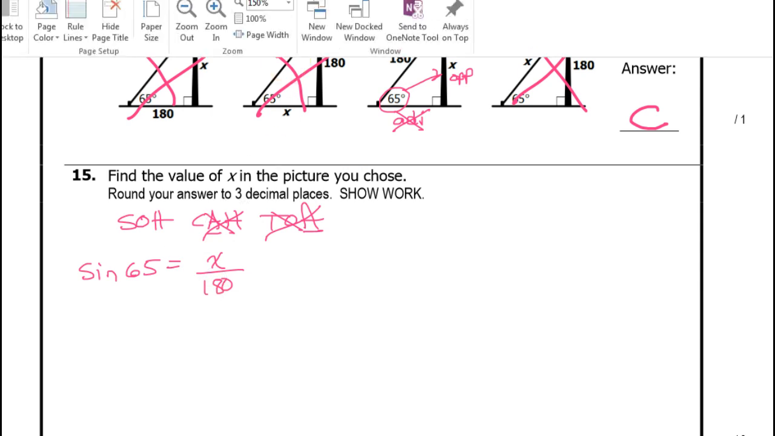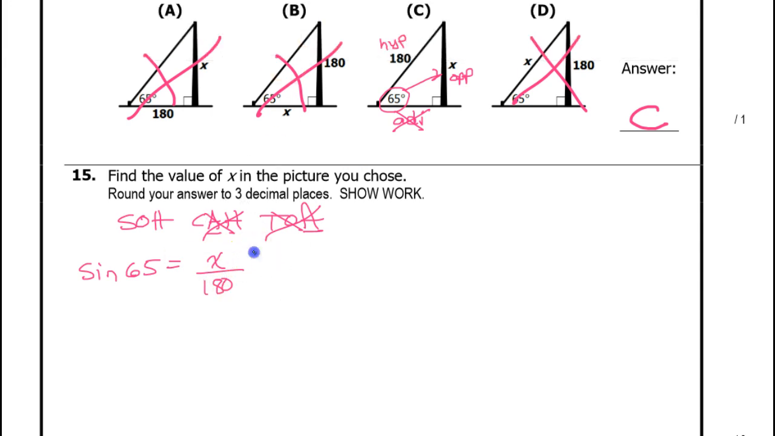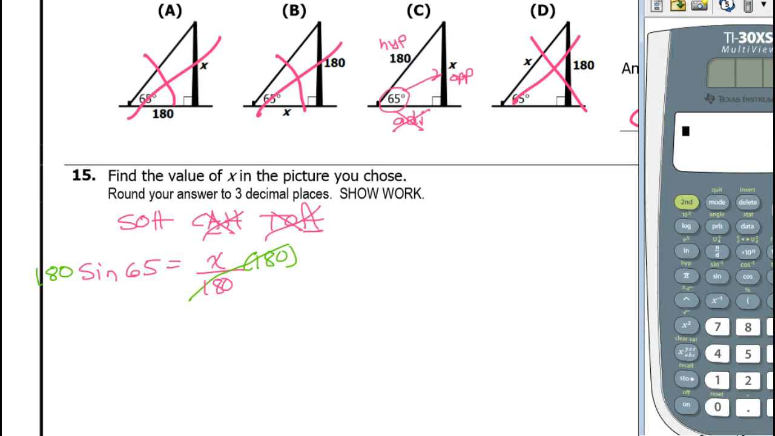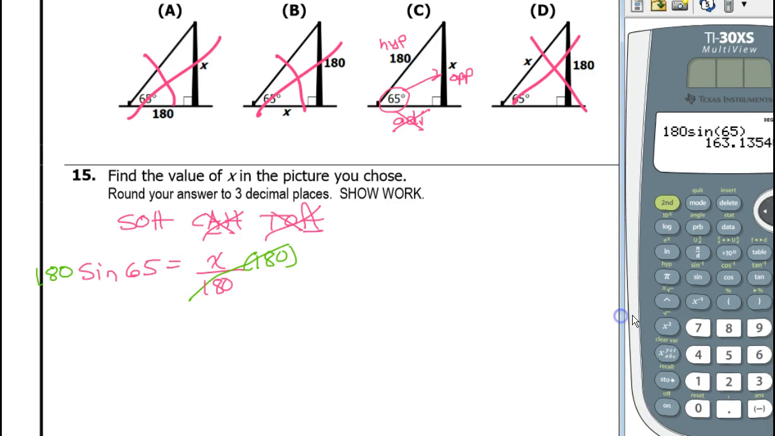When the variable is in the numerator, that is when you multiply both sides by the denominator. That way these will cancel each other out. So this will give you the answer, and you can just put that in your calculator. 180 sine 65. Okay, so that's going to be 163.135.